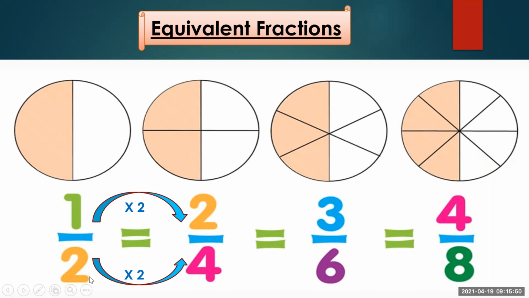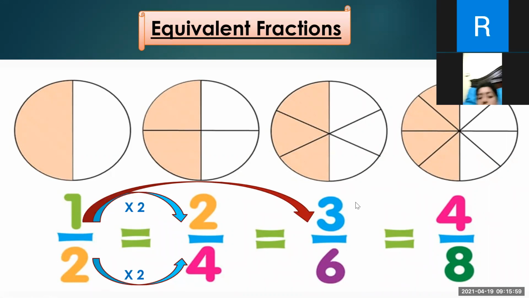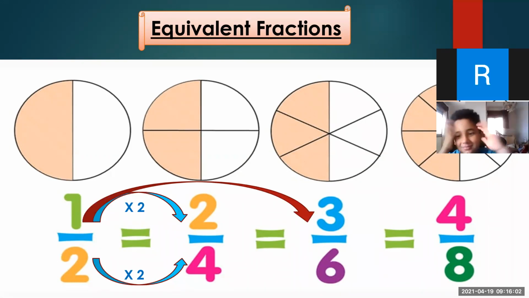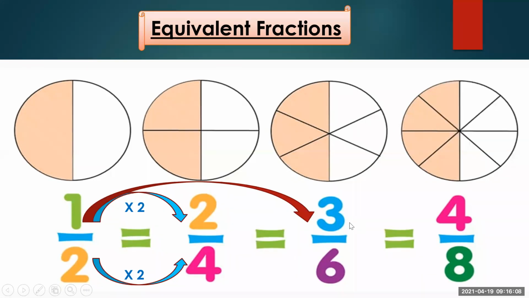Now let's compare half with 3 over 6. The 1 became 3. So I multiplied by what, dears? By 3. Excellent. So for the denominator, I will multiply by what? The same value. It will be multiplied by 3 also. So 2 times 3 equals 6. So 3 over 6 equals 1 over 2.